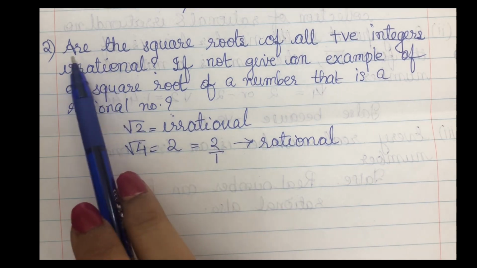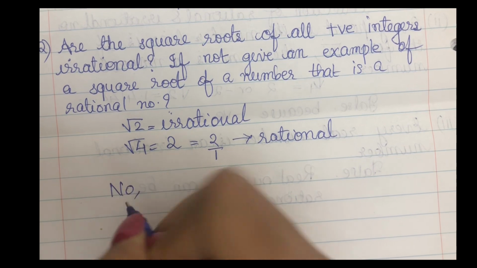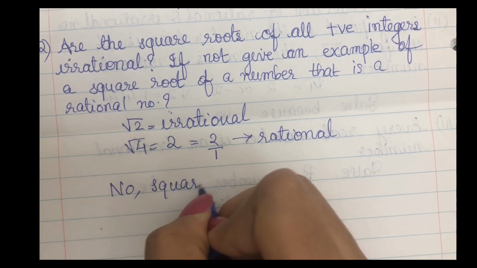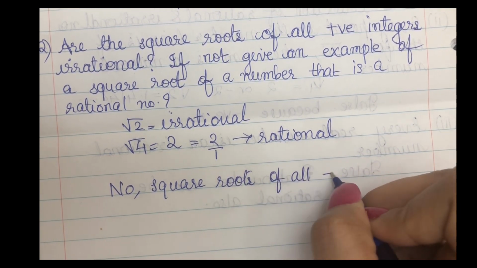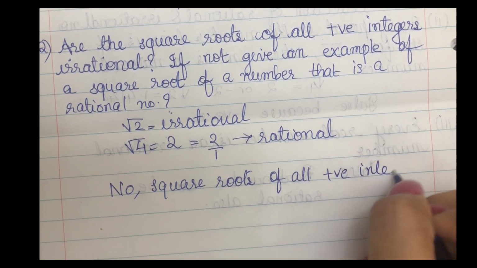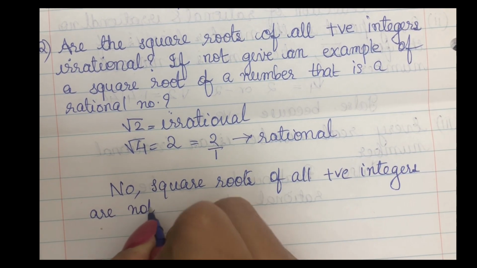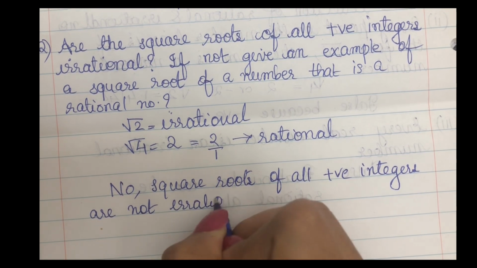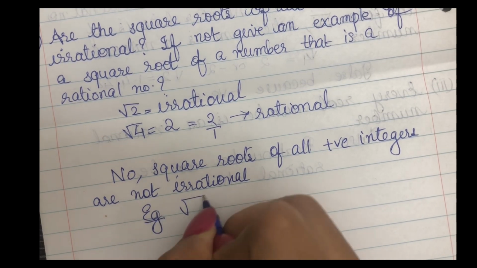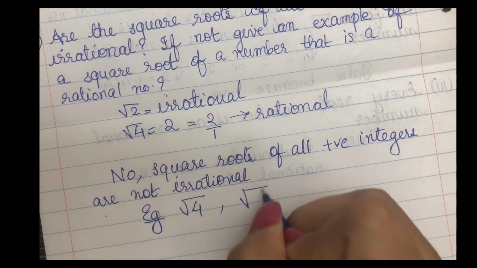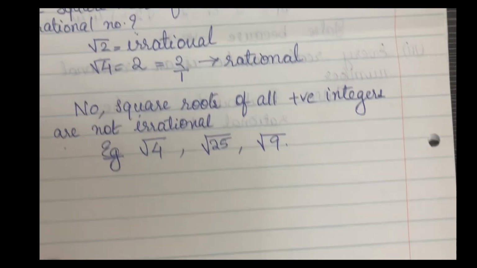So, are the square roots of all positive integers irrational? No. Square roots of all positive integers are not irrational. Example, root of 4, root of 25, root of 9.